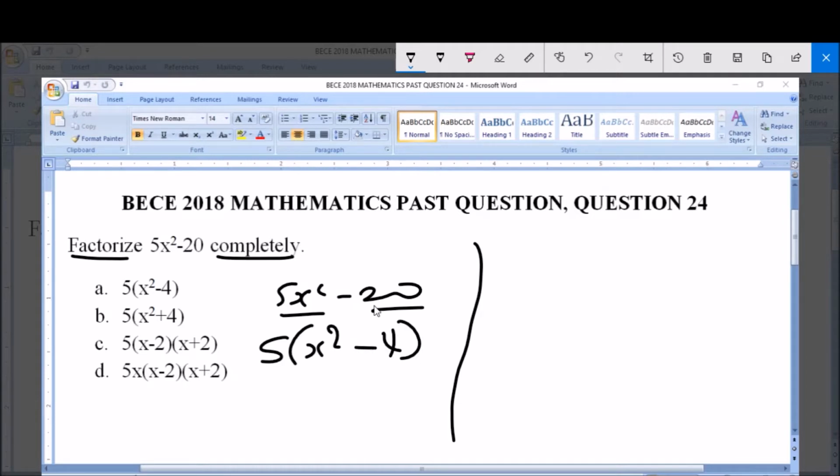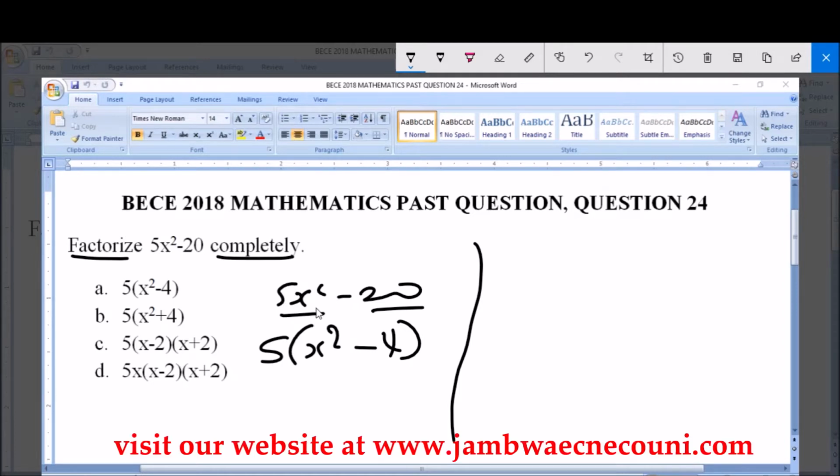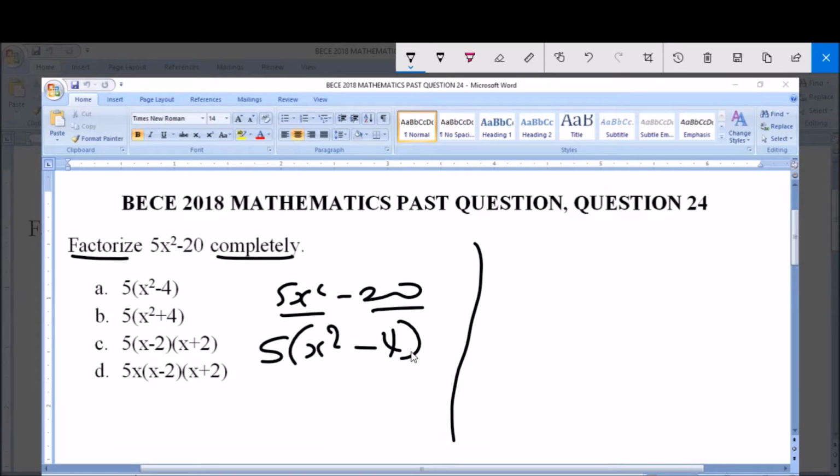Like we know, 20 divided by 5 will give us 4. 5 times minus 4 will give us minus 20. 5 times x squared will give us 5x squared. I believe you understand what I just did here. I just simply factorized this. 5 will go into 5x squared. Look at it, 5 times x squared will give us 5x squared. And 5 will go into minus 20 minus 4 times. So we have minus 4 here.